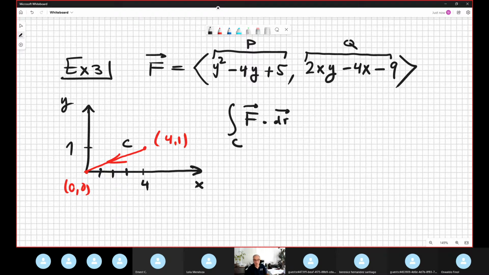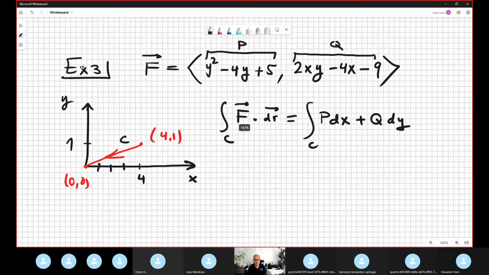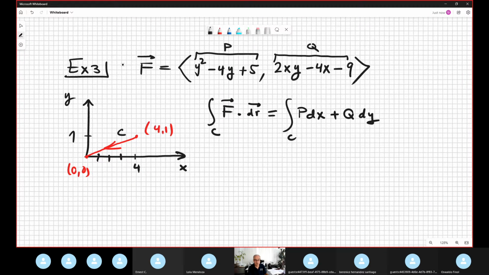Entonces, this is equivalent to the integral of P dx plus Q dy. This is the formula for the line integral over the vector field, circulation. P I have, and Q I have. But P and Q both depend on x and y. So I need to state the connection between x and y according to the line. This line is easy. The equation for the line is super easy. It is y equals x over 4, because the slope is 1 over 4 and it passes through the origin.